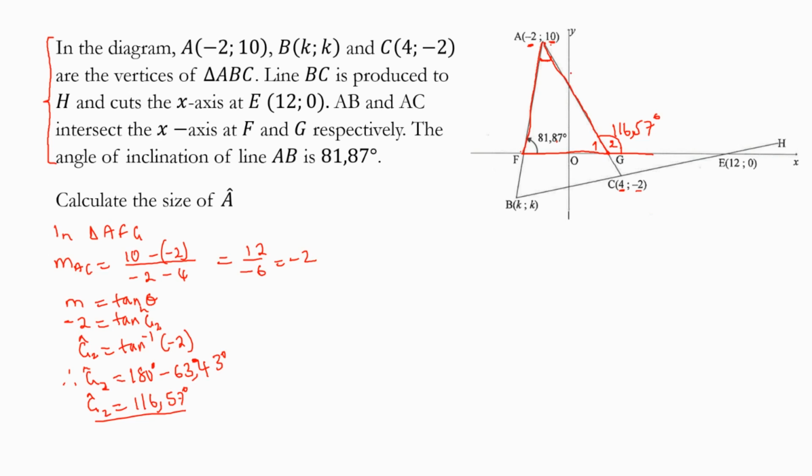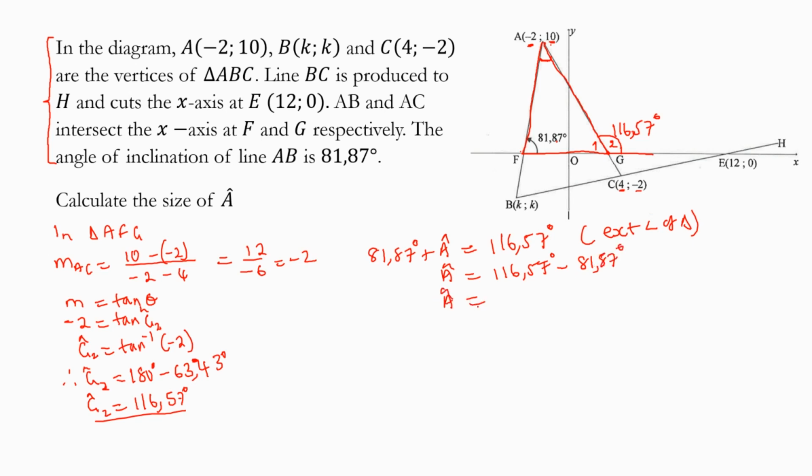81.87 degrees plus angle A must give us 116.57 degrees. So we're saying 81.87 degrees plus angle A is equal to 116.57 degrees. What's the reason? Exterior angle of a triangle. And then angle A is equal to 116.57 degrees minus 81.87 degrees. So angle A is equal to 34.70 degrees. That is angle A there.